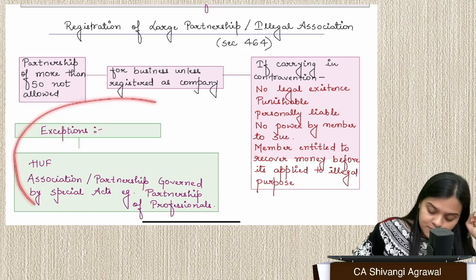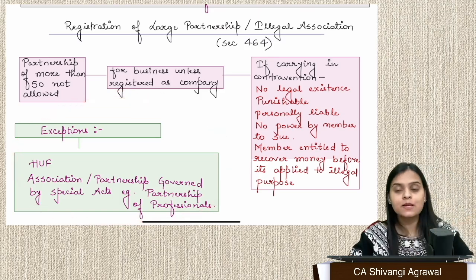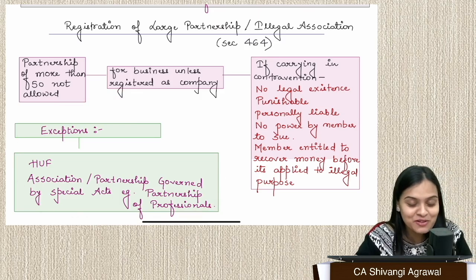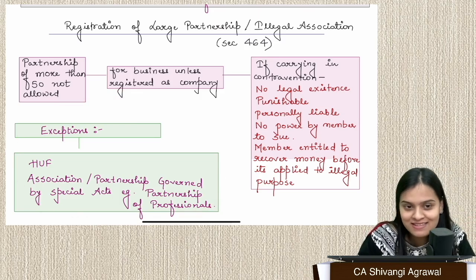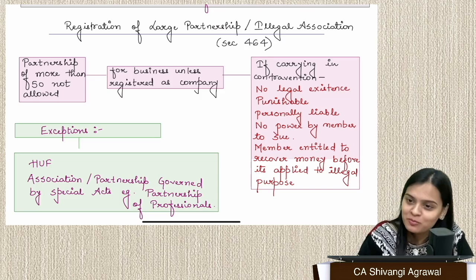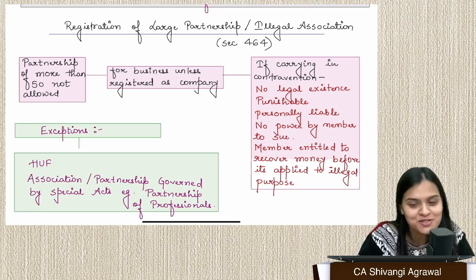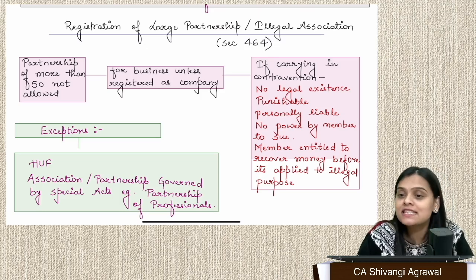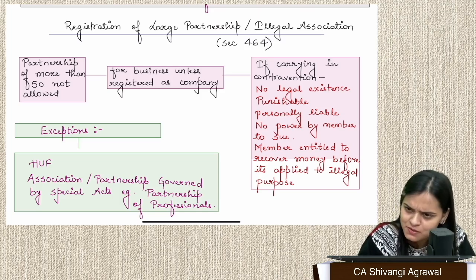There are two exceptions which you must remember. What are the exceptions? If there is an HUF and just capable of being of more than 50 members, then yes, go ahead and form an HUF and do business, no problem. And the second exception is like CA firms, CMA firms, CS firms, right?